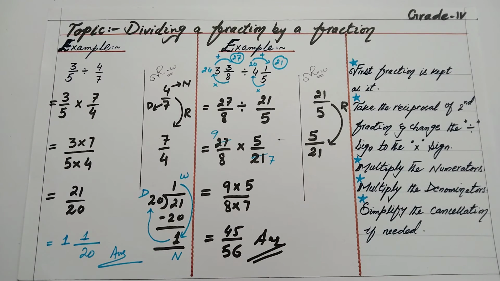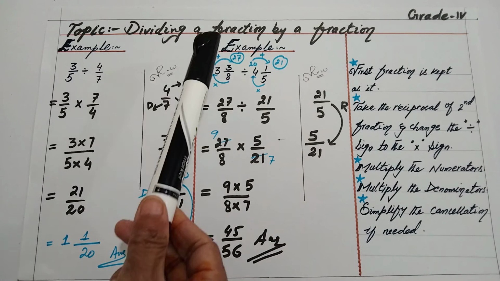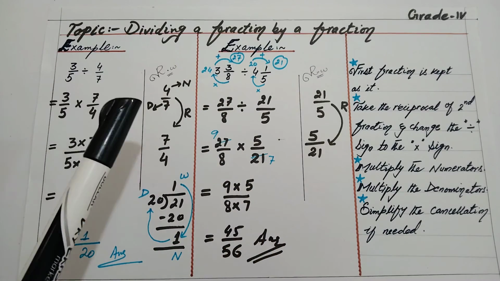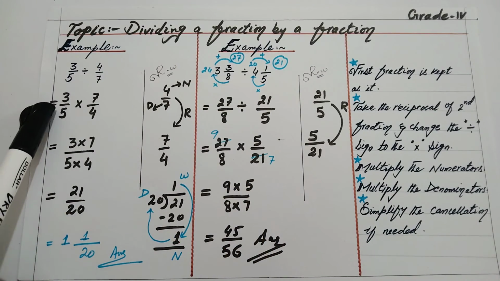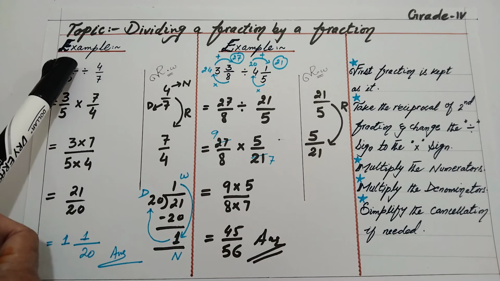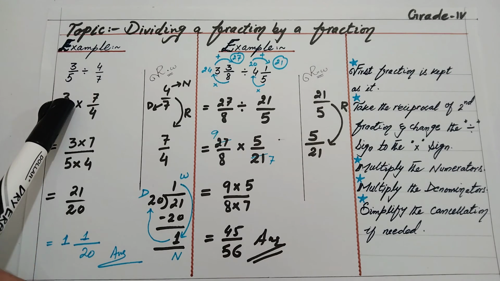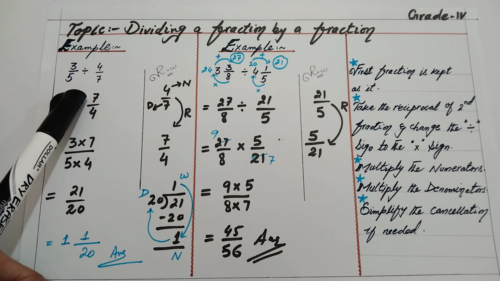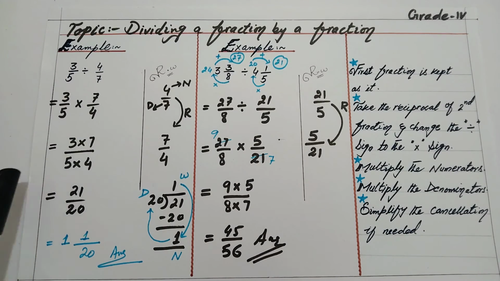Clear? So dear students, hope you have learned this topic, how to divide a fraction by a fraction. You just have to follow the steps. What are the steps? First fraction will remain as it is. Convert the division into multiplication, take the reciprocal of the second fraction, and then simplify the fraction. Got it? So watch the video very carefully.